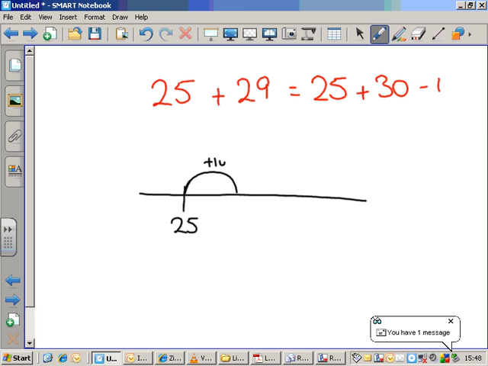25 plus 10 is 35. 35 plus 10 is 45. That's 20 we've added. And another 10 makes 30. And 45 add 10 is 55. So we've added 30, and now we want to take away 1. There we go. We'll take away 1. What's 55 take away 1? That's right, it's 54. So there's your answer. 25 plus 29 is 54.